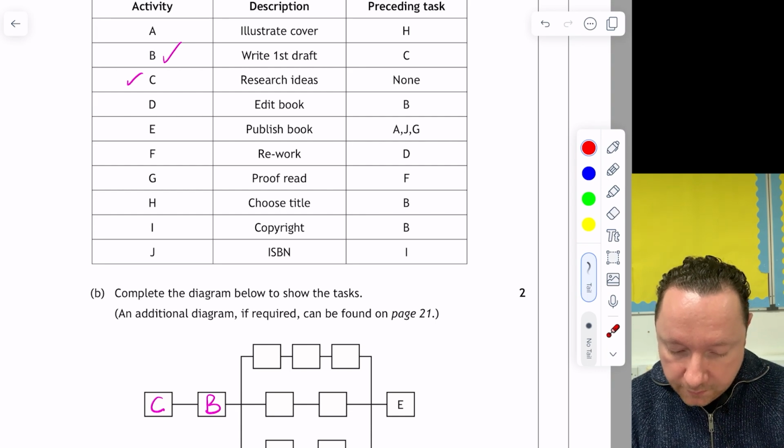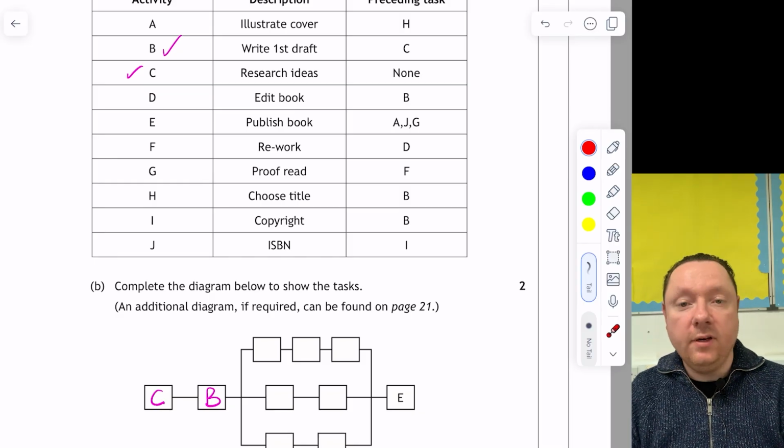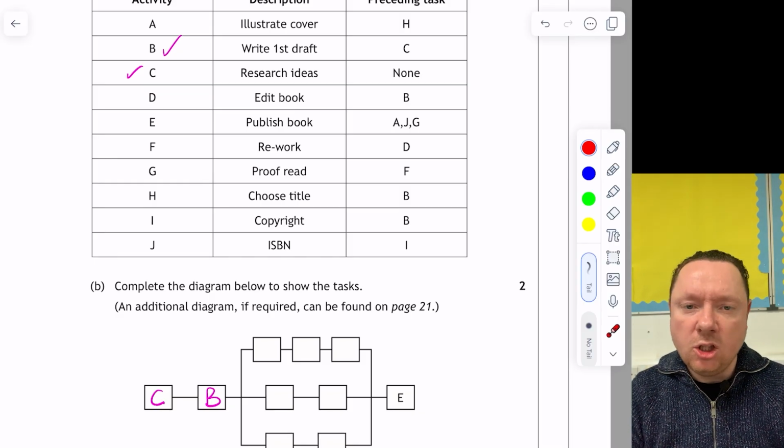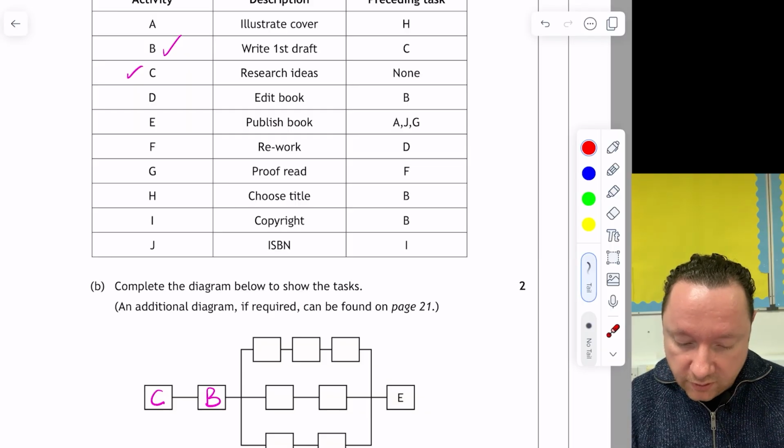After B, we've got edit book, and then after edit book, we've got rework, and then after rework, we've got proofread. So you can see that that one is the 3. Now, if you don't see that straight away, just do it. Go back if you make a mistake, but I can see it straight away for the purposes of this video.